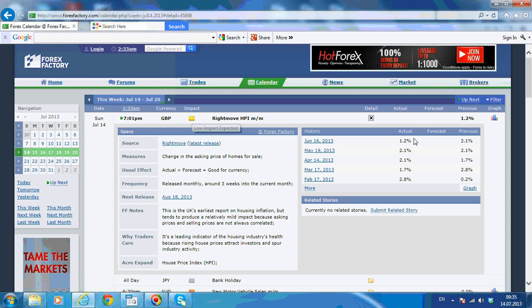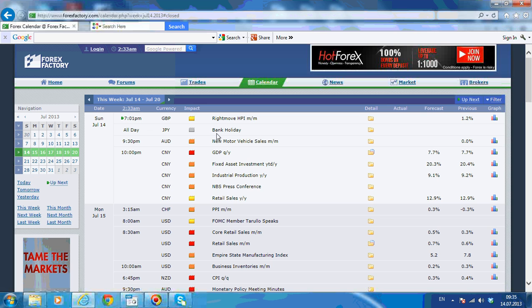And you have here the history, the latest release, and this is how it should be interpreted. This is released monthly, around 3 weeks into the current month, and the usual effect is that if the actual is higher than the forecast, this is good for the currency. Then we have a bank holiday in Japan, so we know that in Japan banks are on holiday.